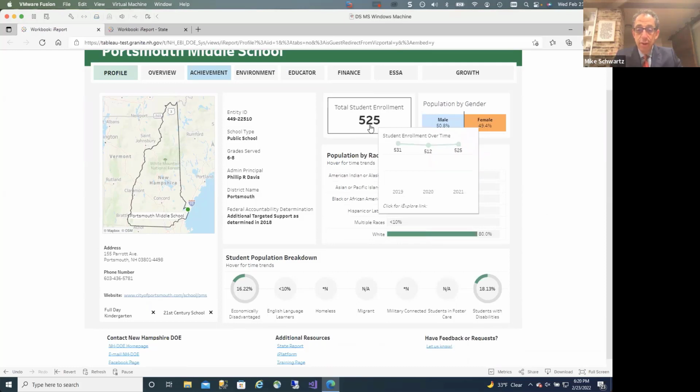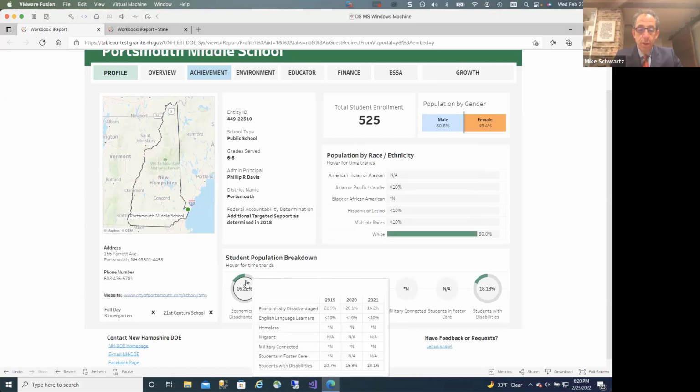So here, if I hover over student enrollment, we can see the change in enrollment longitudinally from 2019 to 2021. In this case, it looks like it's been fairly static. It's dropped maybe a slight handful of students. You can hover over an indicator like economically disadvantaged and again see some information longitudinally over time. One thing I noticed here is that the percentage of students who are economically disadvantaged dropped from 21% in 2019 down to 16% in 2021.